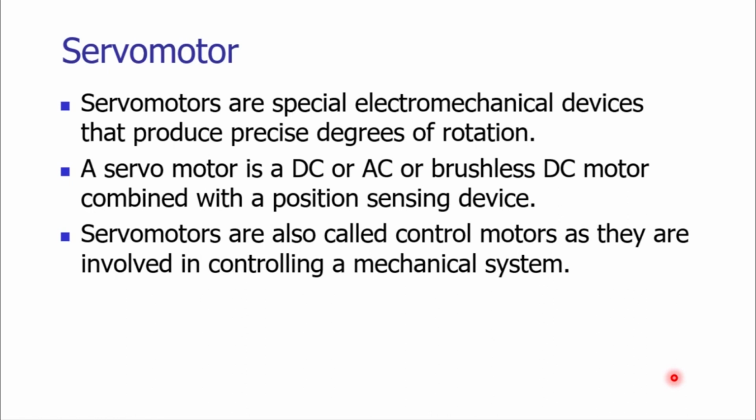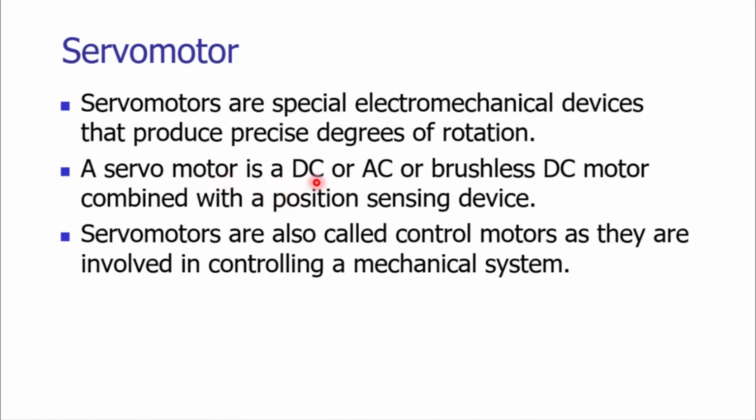But in closed loop control systems, which are required in the development of automated products or automated systems, we need to get the information whether the required output is as per our standard. So the servo motors are providing this kind of facility. They are special electromechanical devices, called so because they have an integrated monitoring system.